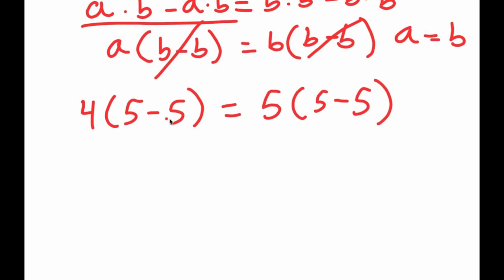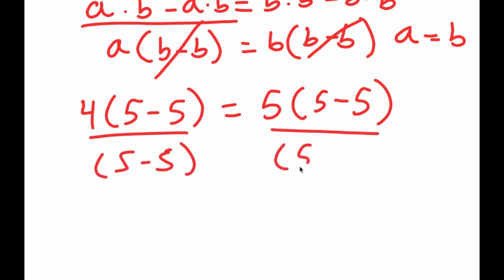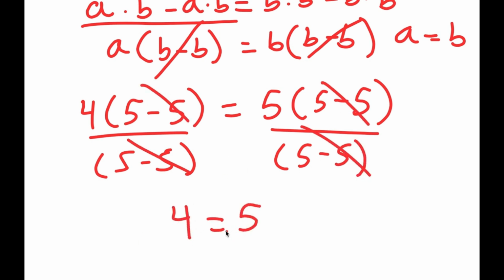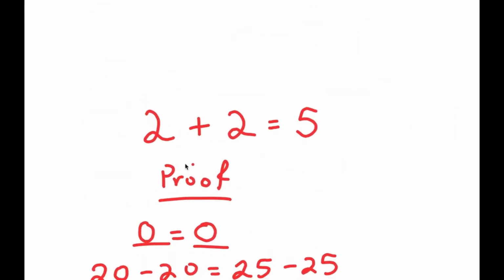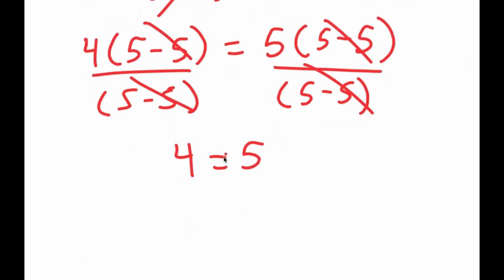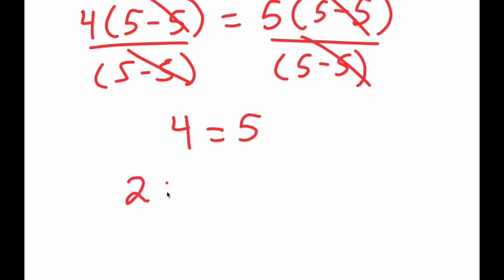So in this case, I have 4 times 5 minus 5 is equal to 5 times 5 minus 5. I can divide both sides by 5 minus 5. And these two cancel out, these two cancel out, and I am left with 4 is equal to 5. Now, going back to our original equation, I said that I was going to prove that 2 plus 2 is equal to 5, right? Well, what is 4 equal to? 4 is equal to 2 plus 2. So I get 2 plus 2 is equal to 5. So I just proved that 2 plus 2 is equal to 5.